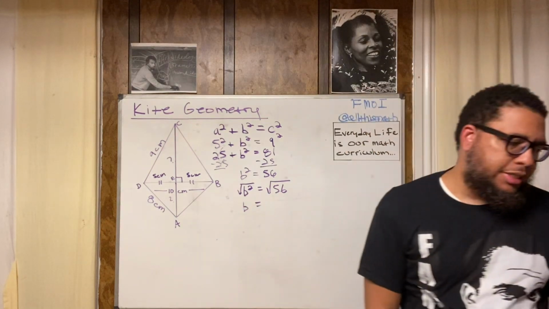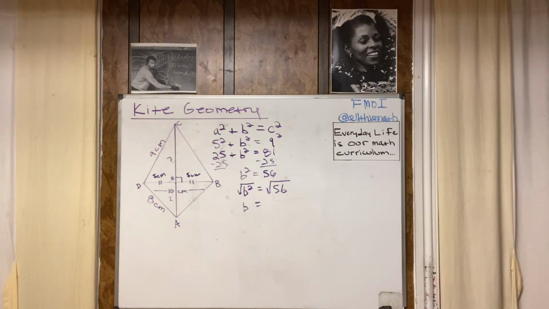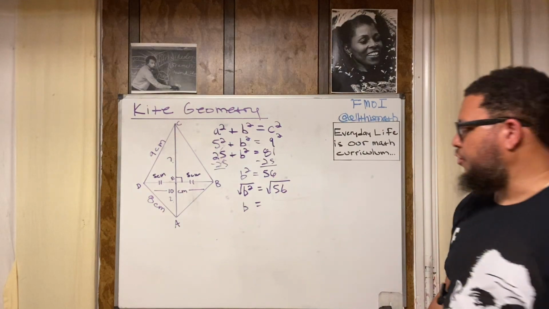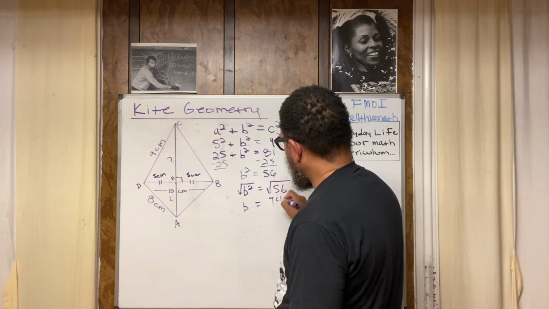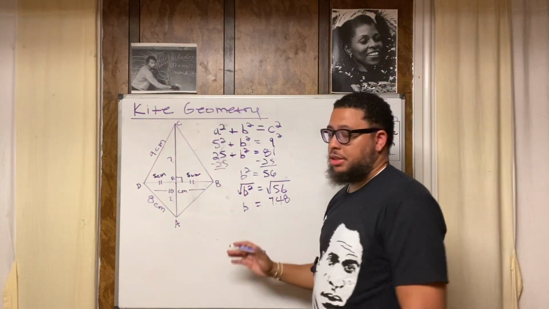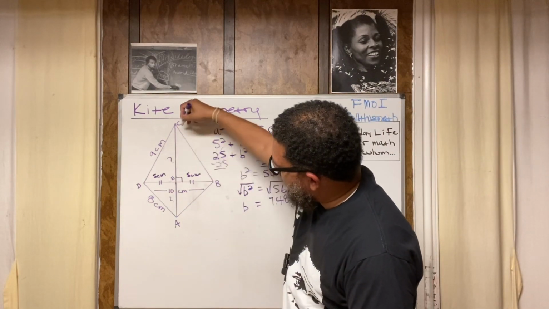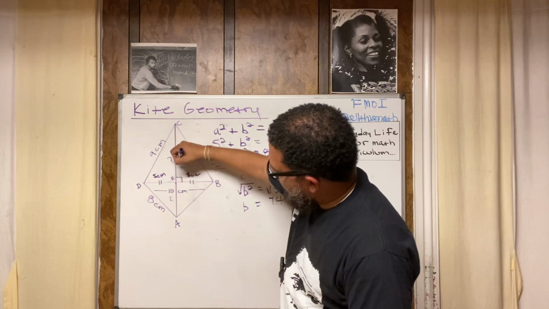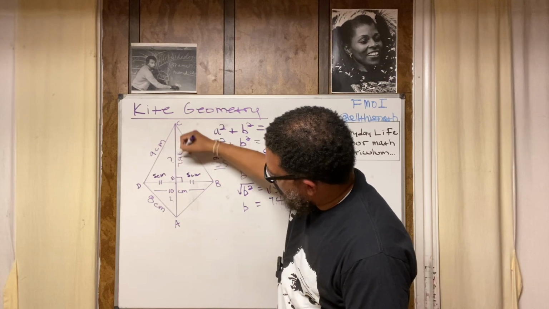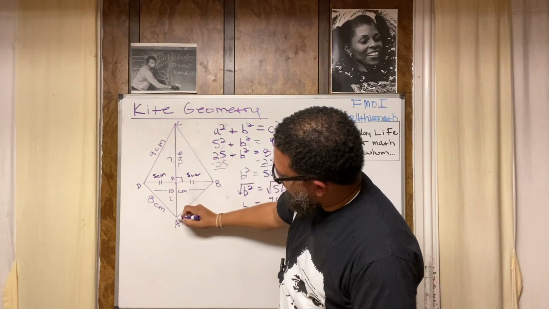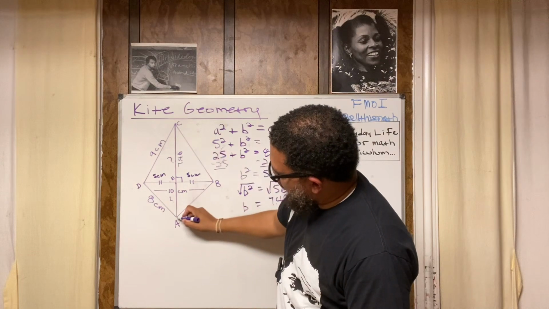The square root of 56 is, let me check my notes, 7.48. That's not the final answer though, right? Don't get all happy. That ain't the final answer. That's just from this point to that point. So this is 7.48. But we need to know what the length is from this point all the way to that point. So we got to go from here to here.